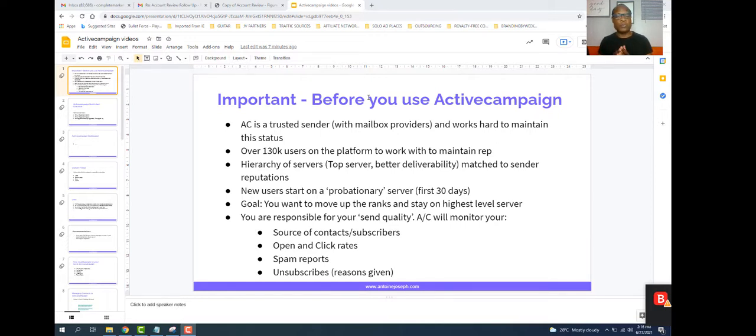Anywho, let's jump into the whole purpose of today's lesson. So before you use ActiveCampaign, I want you to think about this. The way email providers, email management services work, 80% of the importance of your use of that tool is ensuring that your mail gets delivered into the inbox of the recipient. Now, with ActiveCampaign, how this works, there are several things you have to consider, okay?